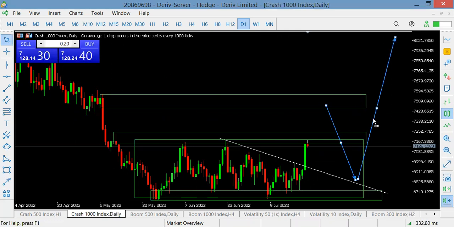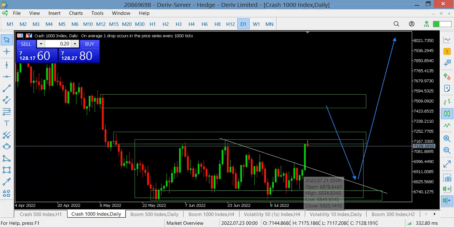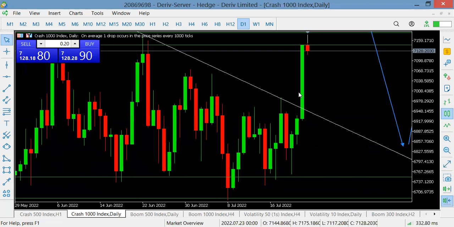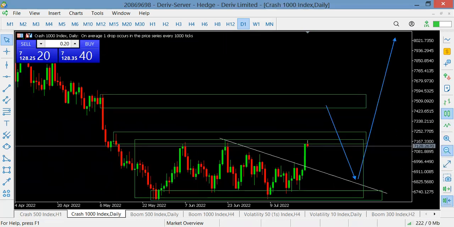But all in all, if Crash 1000 breaks this range with this impulsive move that it is making, because if you look at this candle, this is a very, very massive impulsive daily candle, and if this resistance point does not hold, it will eventually break it. Now, if price breaks this range and then gets to this zone, then we'll be looking out for a sell.